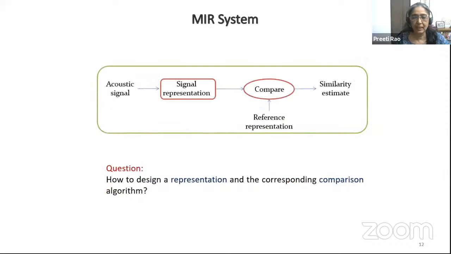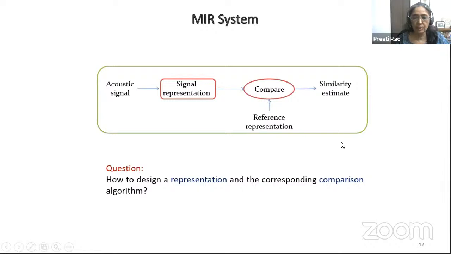Okay, so that brings us to what an MIR system would look like. We would essentially have our audio in the form of an acoustic signal, and derive a signal representation, which makes more explicit all these musical attributes that we talked about, and therefore enables us to do a much more musically meaningful comparison in that space, the space of those important musical dimensions, with a reference representation, to return a similarity score.